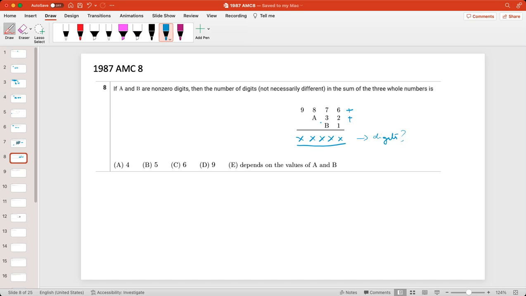So what is the least value that A and B can take, they being digits? They could take a value of 0, but it says they're non-zero, so obviously we can't take 0. So A and B can take the value of 1. That's the minimum they can take. So if A and B are 1, let's see what the total is.